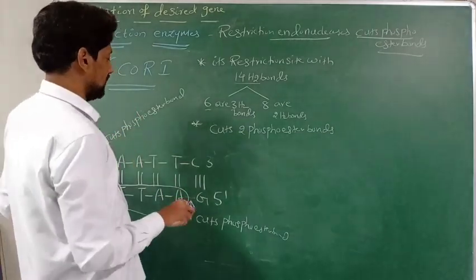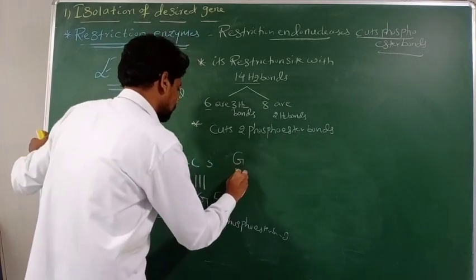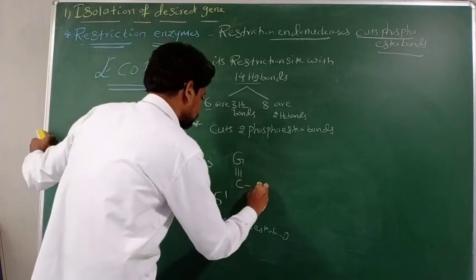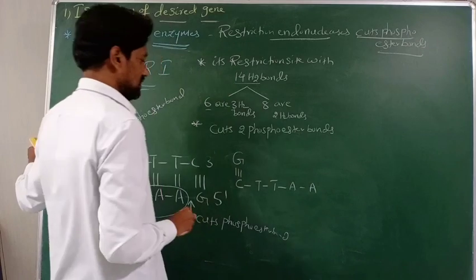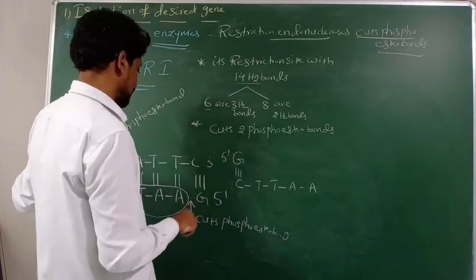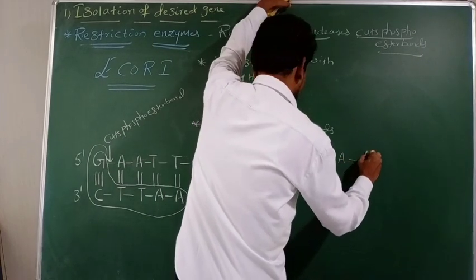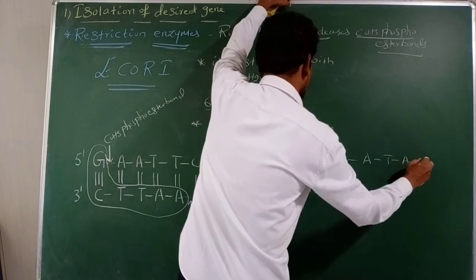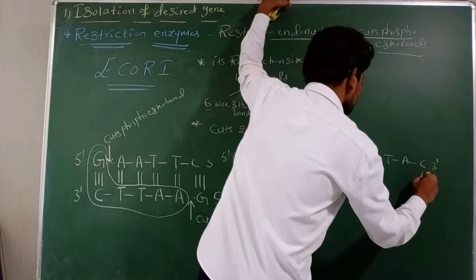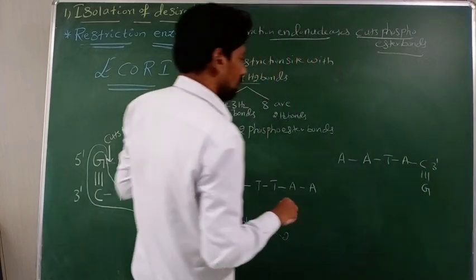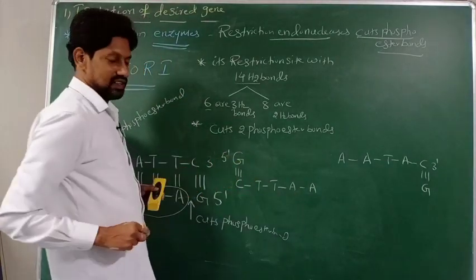I am writing those fragments here, see. G, 3 hydrogen bonds, C, T, T, A, this is one fragment. Is it okay? Right. Now go for another fragment. What is it? A, T, T, C. How many fragments did we get here? We got 2 fragments.